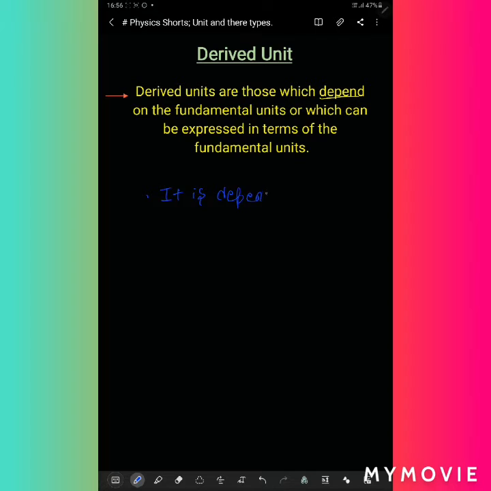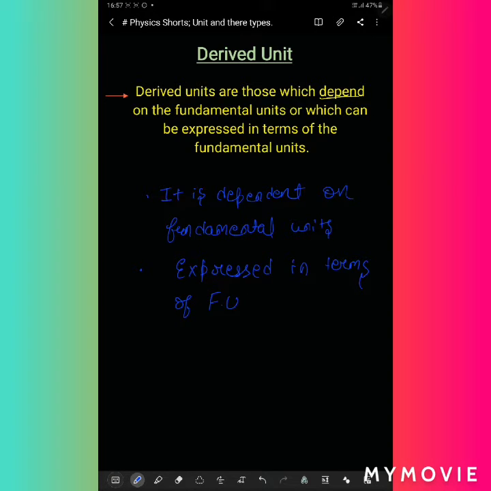It is dependent on the fundamental unit. So two things I can say here: it is dependent on fundamental units, and it can also be expressed in terms of fundamental units. Expressed in terms of FU, again I am writing the short form, but you have to write fundamental units.